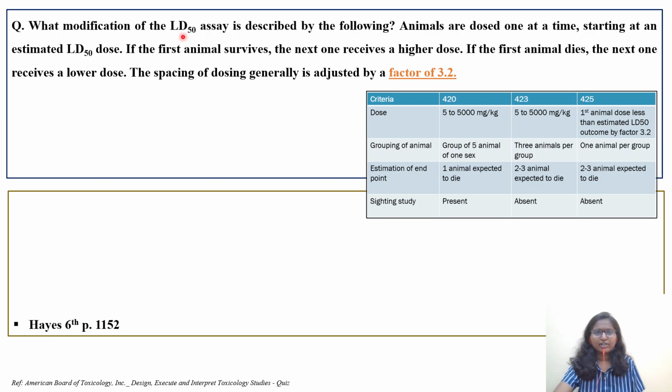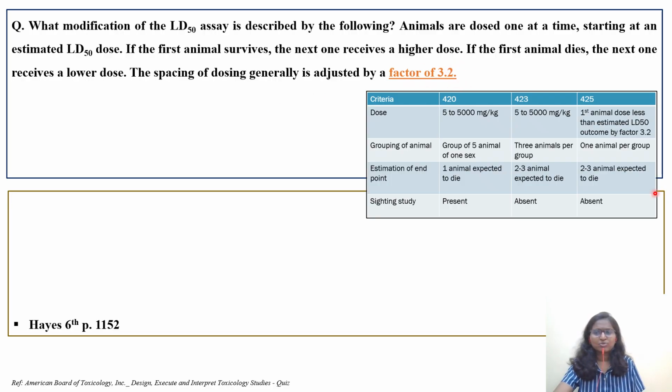What modification of LD50 assay is described by the following? Okay, what is the description given in the question? Animals are dosed one at a time, starting at an estimated LD50 dose. If the first animal survives, the next one receives a higher dose. If the first animal dies, the next one receives a lower dose. The spacing of the dosing generally is adjusted by a factor of 3.2. Important thing you have to remember, the factor 3.2.